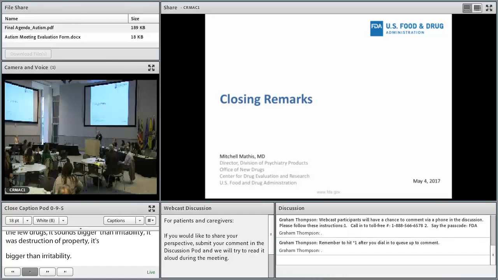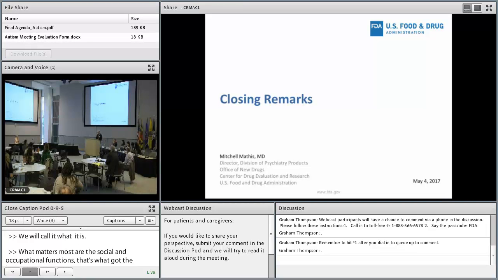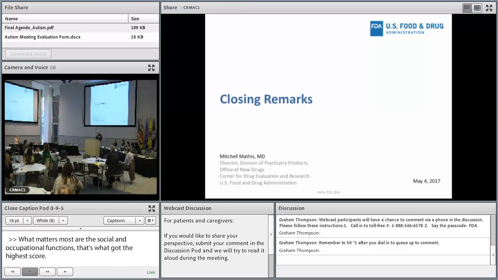I think what matters most are the social and occupational function of people with autism. That's what got the highest score, at least. People want to be able to be normal. They want to function normally, socially and occupationally. And second biggest thing was with relationships, to have normal relationships.